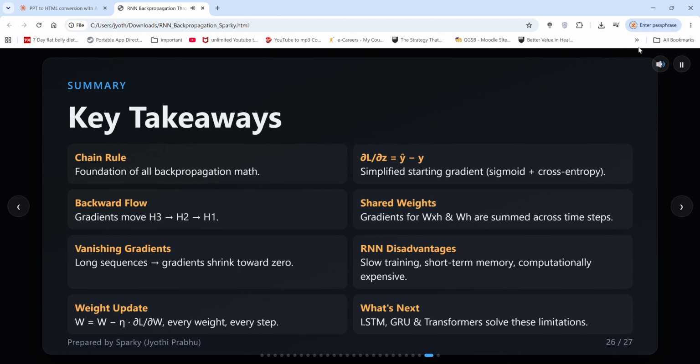Let's quickly summarize. Backpropagation uses the chain rule to find how each weight affects the loss. Gradients start at the output and flow backward through h3, h2, and h1. Because weights are shared across time steps, their gradients are summed up. Long sequences can suffer from vanishing gradients, and RNNs also have other limitations like slow training and short-term memory. And finally, every weight is updated using gradient descent.